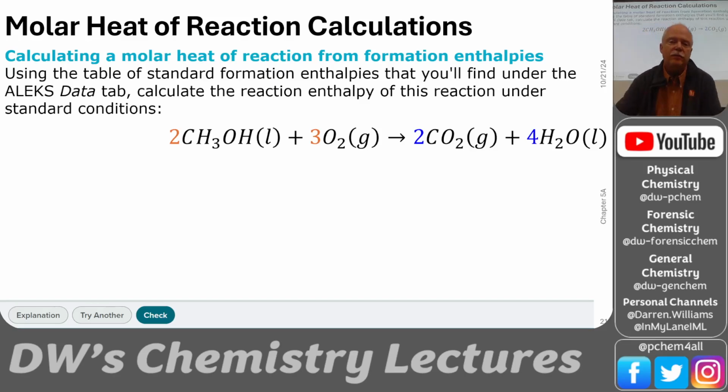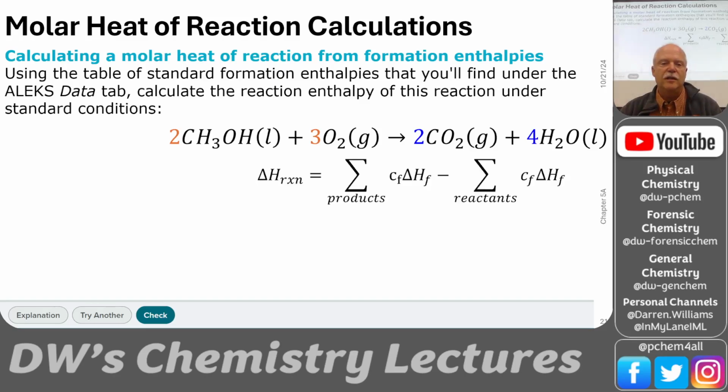So here's an Alex problem using the same kind of thing. Use the table of formation enthalpies under the Alex data tab to calculate the reaction enthalpy for this reaction under standard conditions. So this is the general equation. We take the coefficients and their enthalpy of formations for the products, so that 2 would be there, and the 4 would be there. We go look up the table values for CO2 and for water, and we add all those together. That's the products. And then we subtract all of the reactants, because we've got to take this one apart.